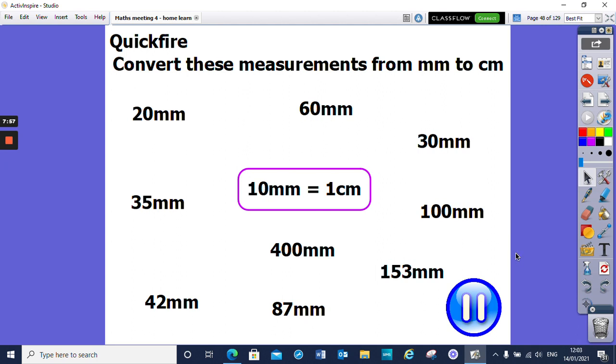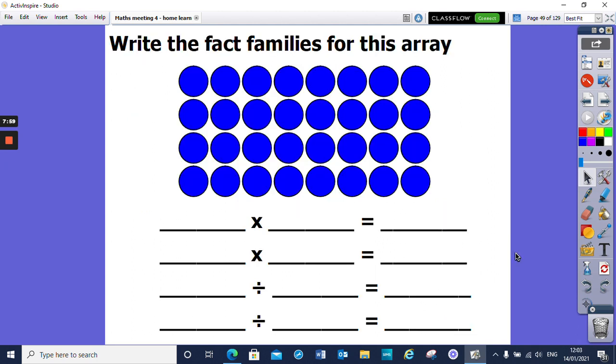Okay, let's move on. Okay, we have fact families for this array. Now, we've got an array there. I want you to write out the 2 multiplication and 2 division calculations that you can get from this one array. Okay, pause the video now and have a go.